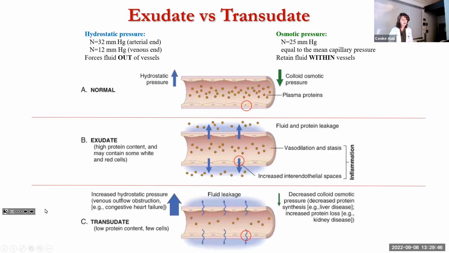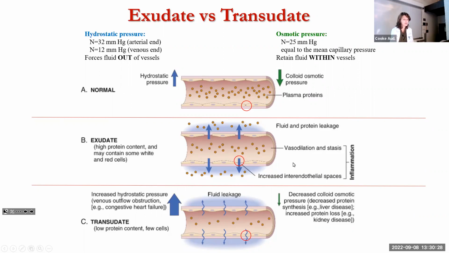Now let's take a look at the actual mechanism. And let's compare them again, exudate versus transudate. The first drawing shows you the normal vessel with the normal pressures. Hydrostatic pressure, if you remember from physics, is the pressure exerted by a column of fluid on the walls of the container. That's the hydrostatic pressure pushing out. Colloid pressure is exerted by the plasma proteins, and is the pressure that keeps the fluid in the vessel. So you have to have a balance between these two pressures, hydrostatic and colloid.